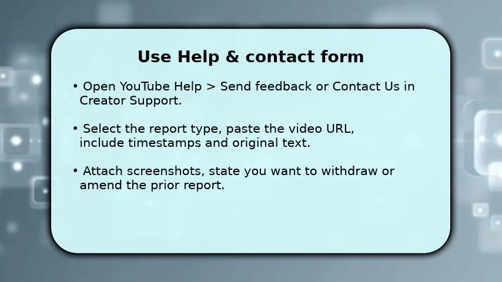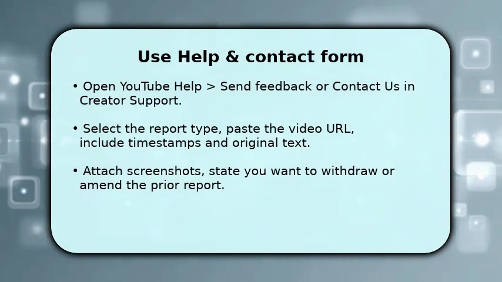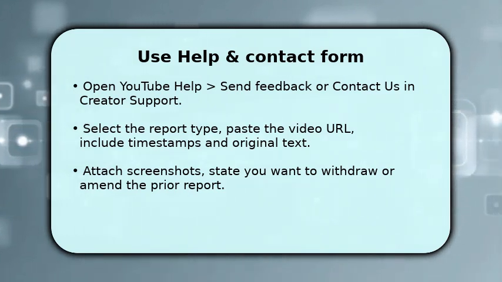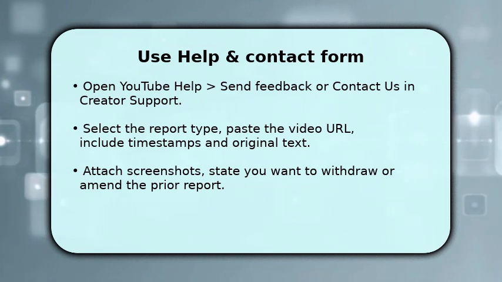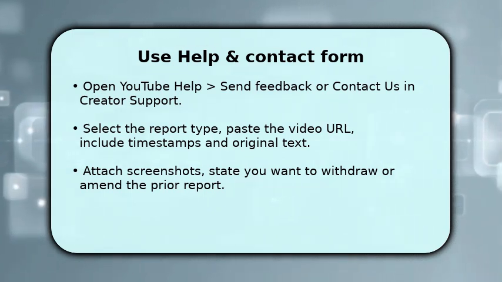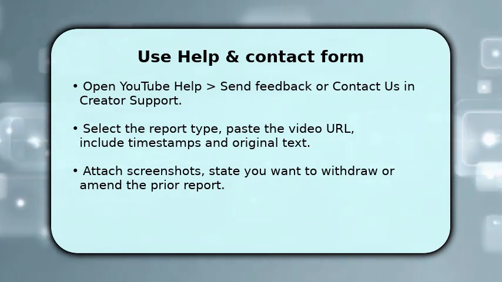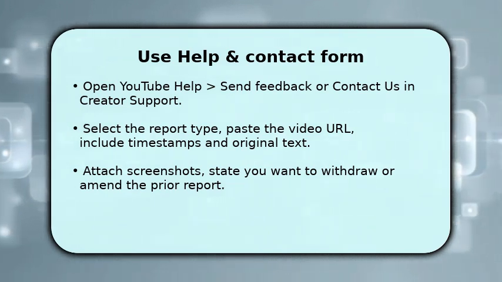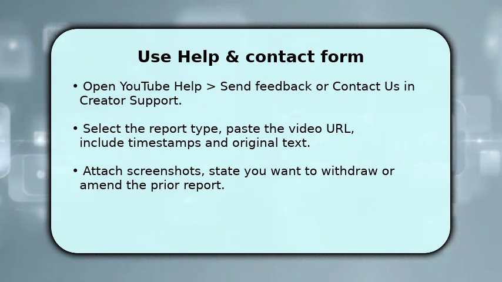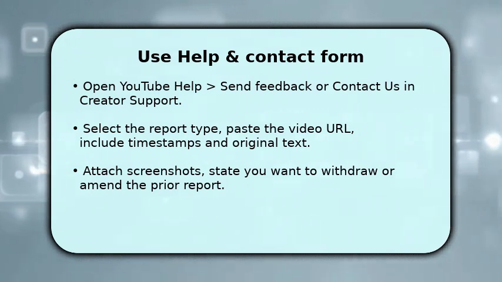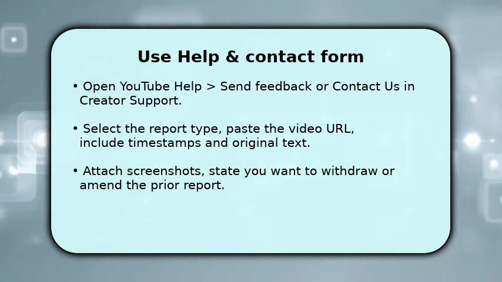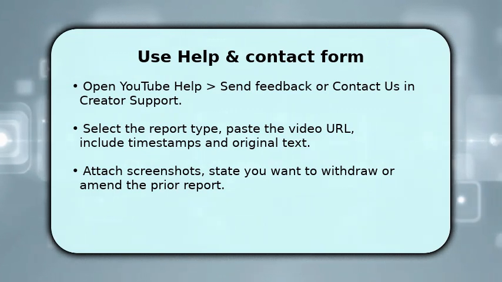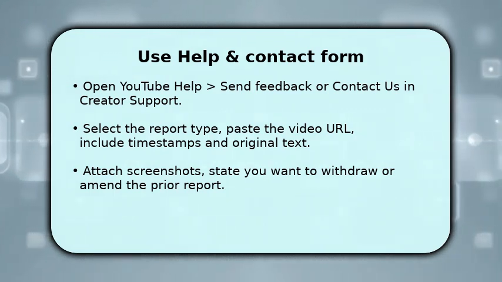report. Next, go to YouTube Help and choose Send Feedback, or, if eligible, contact us through Creator Support. You do this because there isn't a direct Cancel Report button. In the form, select the closest category, paste the video URL, provide exact timestamps, and include the original report text. Attach your screenshots and clearly state you want to withdraw or correct the previous report, explaining why.